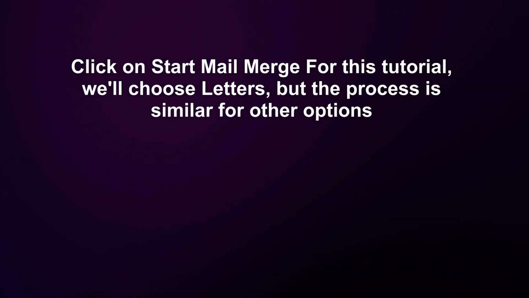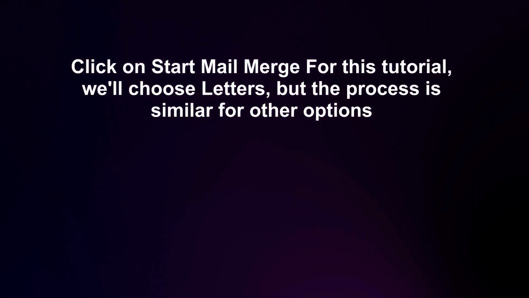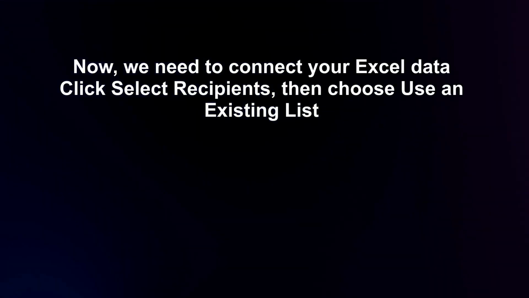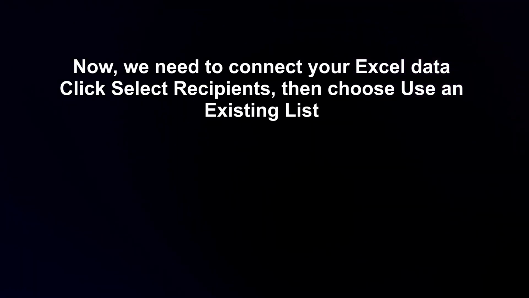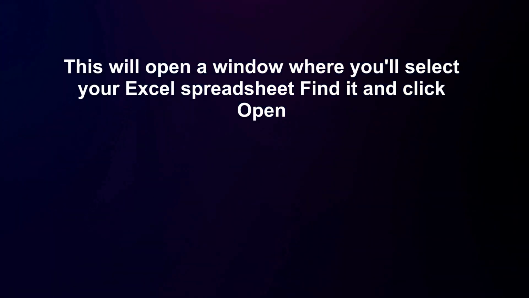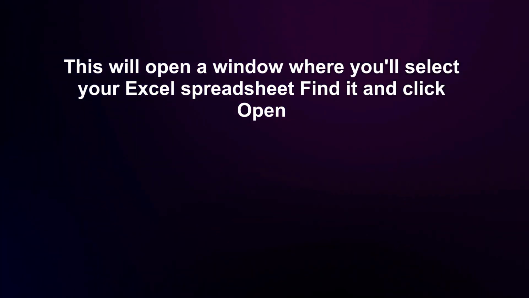Click on Start Mail Merge. For this tutorial, we'll choose letters, but the process is similar for other options. Now, we need to connect your Excel data. Click Select Recipients, then choose Use an Existing List. This will open a window where you'll select your Excel spreadsheet, find it, and click Open.